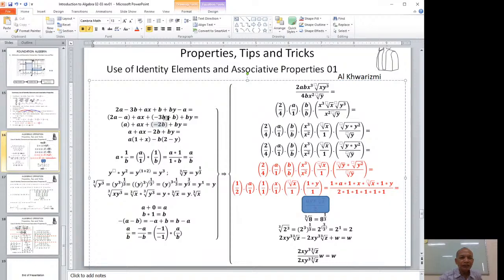It's not negative 3 plus 1 equals 2, no. You have to observe all the rules: negative 3 plus 1 equals negative 2. Okay, understand, remember. It's not plus 2, it's negative 2. Then another step: you have ax minus 2b plus by.